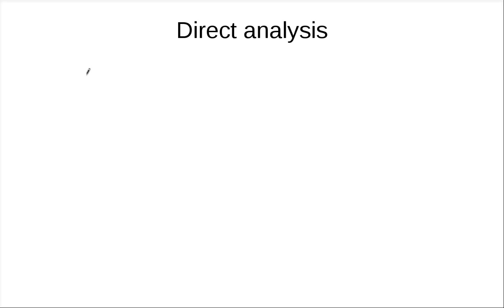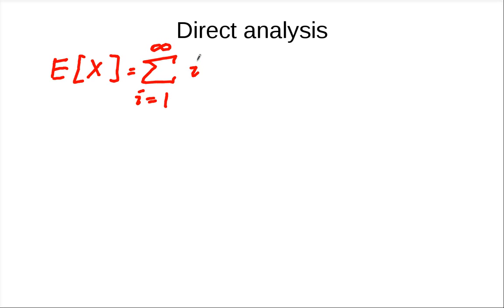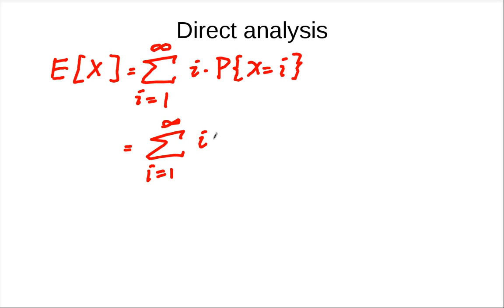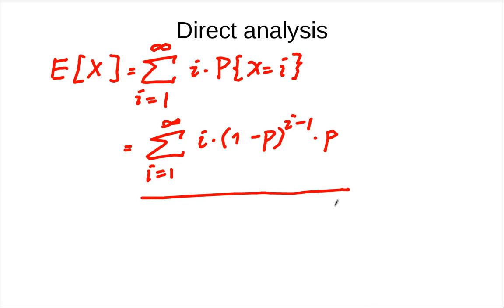We can do the direct analysis by going back to the definition of expectation. It's going to take on various values, from 1 up to infinity, because it can go on and on if you keep failing. So it's the sum of i times the probability that x equals i. From our previous discussion, this is the sum from 1 to infinity of i times (1 minus p) to the i minus 1 times p. You can try to solve this. It is not that hard, but it's not obvious how to do it. We'll do that in the practice soon. If you keep doing that, you end up saying that this is in the end 1 over p.